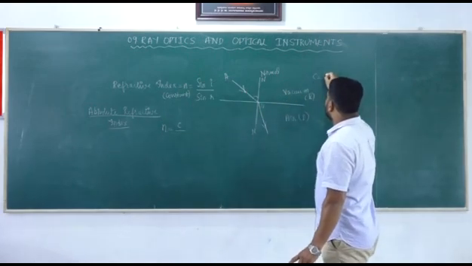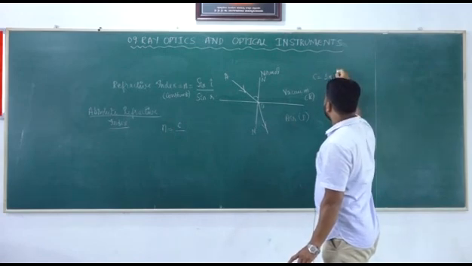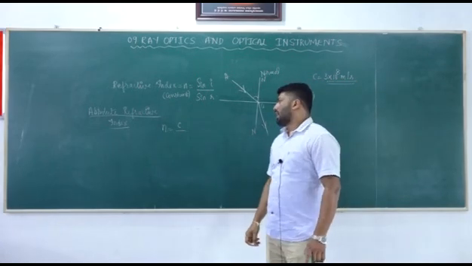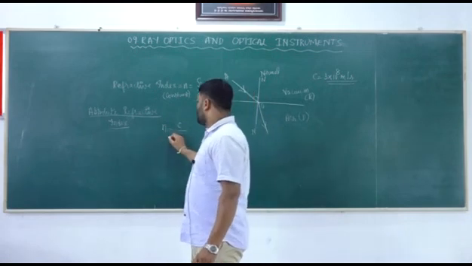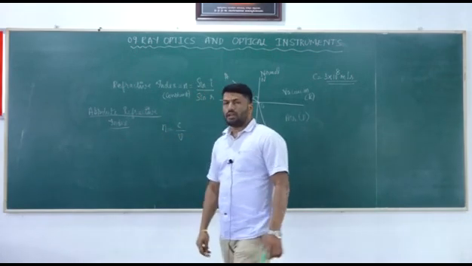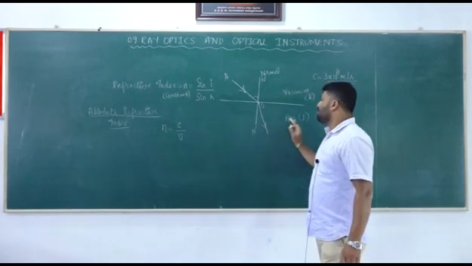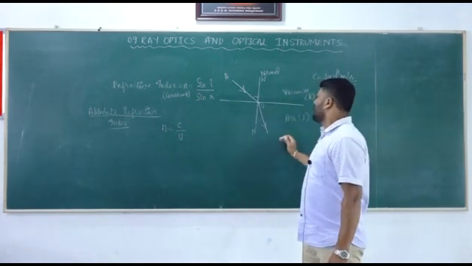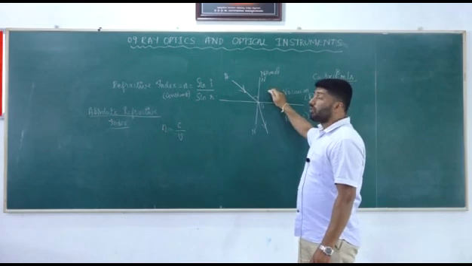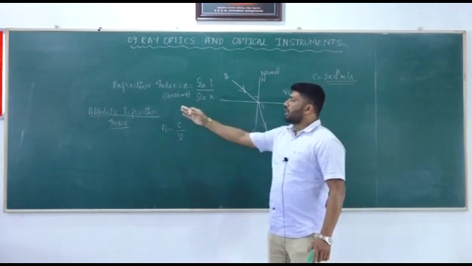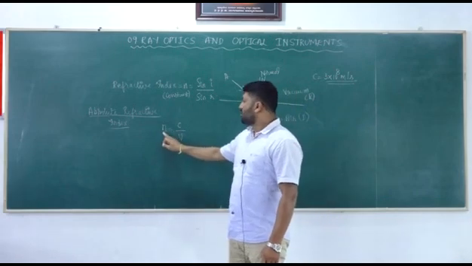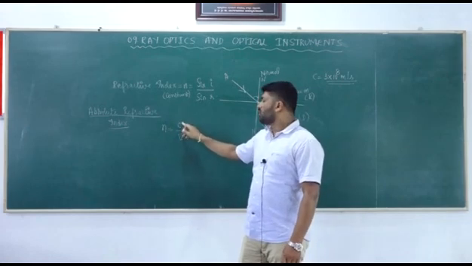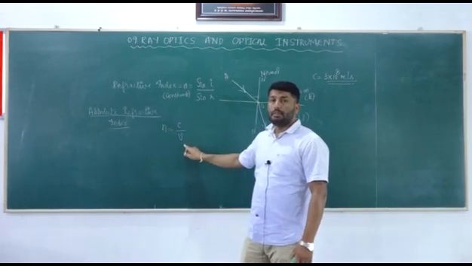The speed of light in vacuum is 3 × 10^8 meters per second, or 3 lakh kilometers per second. So now n is equal to c by v. Here v is the speed of light in the medium, any medium, not only air, water, or glass. We compare the speed of light with respect to vacuum. That is the absolute refractive index, defined as the ratio of the speed of light in vacuum to the speed of light in the given medium.